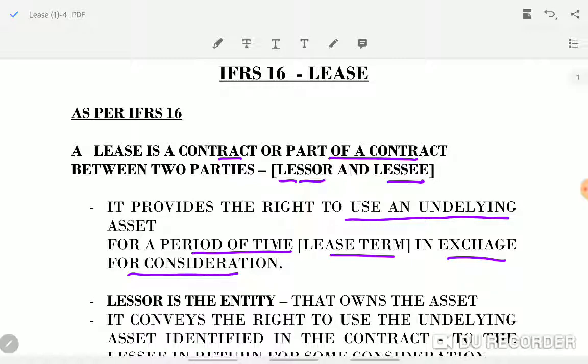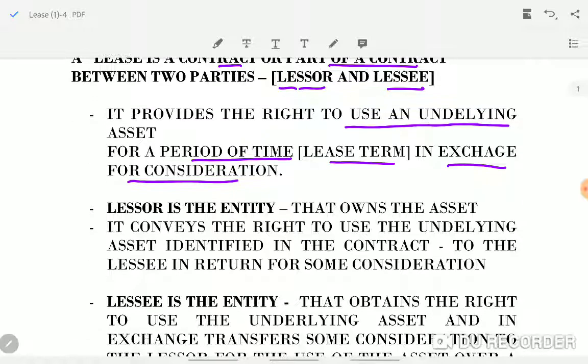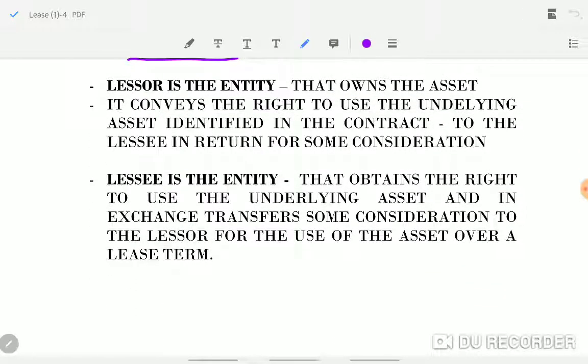Now we said there are two parties. Now between two parties there is a contract, lessor and the lessee. Who is the lessor? Lessor is the entity that owns the asset, and they convey the right to use that underlying asset to the lessee for a particular period of time, and in return they are receiving some consideration from the lessee. The next one, who is the lessee? Lessee is the entity that obtains a right to use the underlying asset, and in exchange they are transferring some consideration to the lessor for using the asset over a lease term.